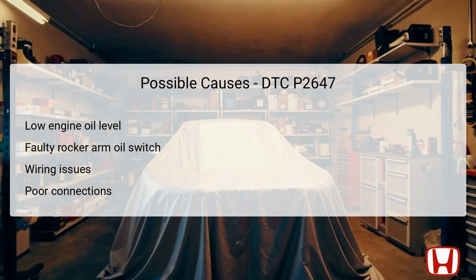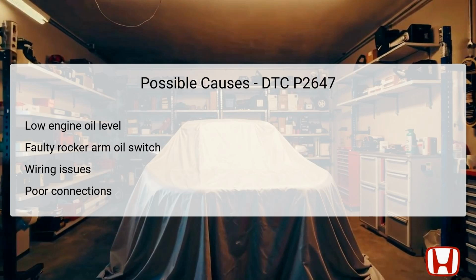Several factors can lead to the triggering of DTC P2647. First and foremost, a low engine oil level can cause inadequate lubrication, affecting the oil pressure sensor's reading. To ensure that the sensor operates correctly, the oil level must be sufficient. Additionally, a faulty rocker arm oil pressure switch is a significant possibility. If the switch itself loses functionality, it can send erroneous high-voltage signals.